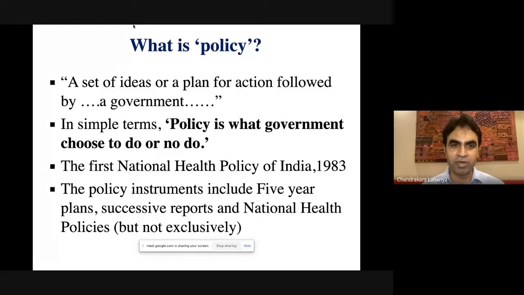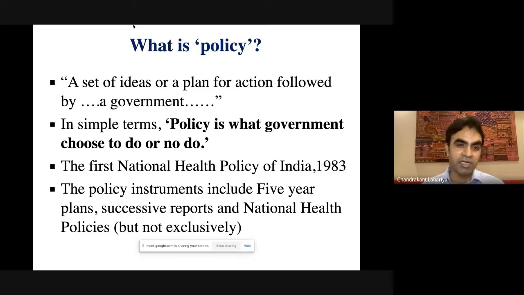Directly coming to health policy. What is a policy? I'm sure you would have been reading and learning about policy, but there are different approaches to this area. Policy is a set of ideas or a plan of action to be followed by a government. But a policy can also be for the private sector, or a policy at any level. But here we are talking about policy in the context of government. So it's a set of ideas or a plan which government agrees to follow.